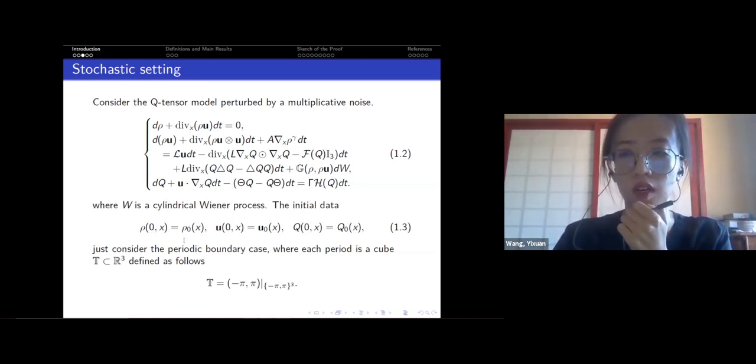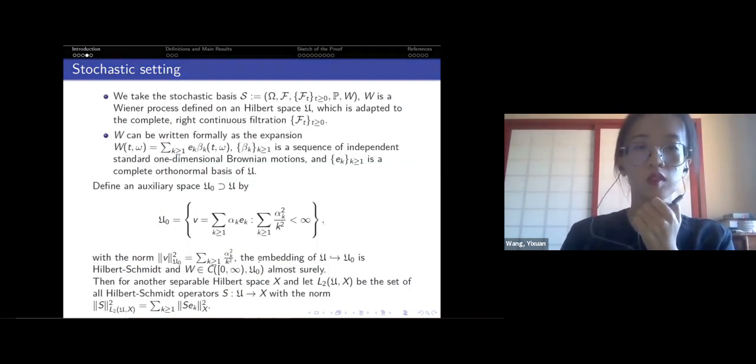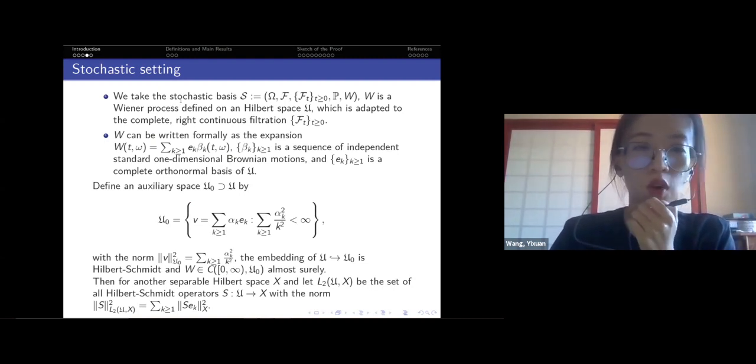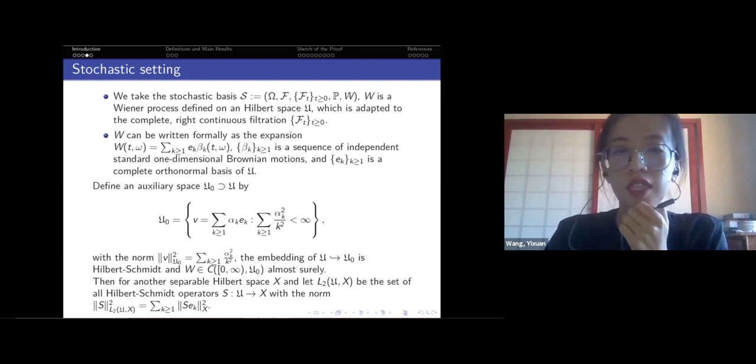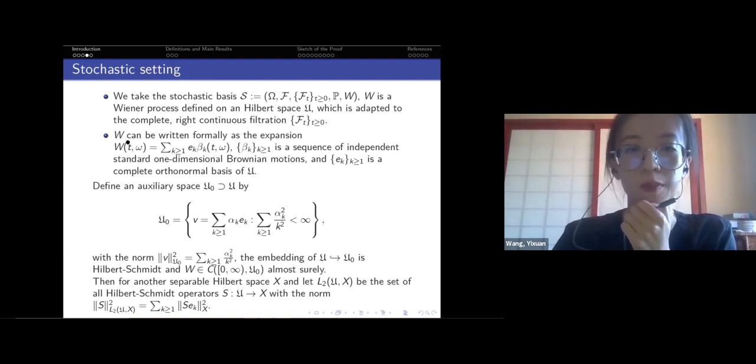For the variable x, we just consider the periodic boundary case, and each period is a cube defined like this. For the stochastic setting, we add the stochastic basis (Ω, F, (F_t), P) with W. W is the Wiener process, and it's adapted to the filtration F_t. This Wiener process can be decomposed into a sequence of independent one-dimensional Brownian motions, with e_k being the complete orthonormal basis of U.